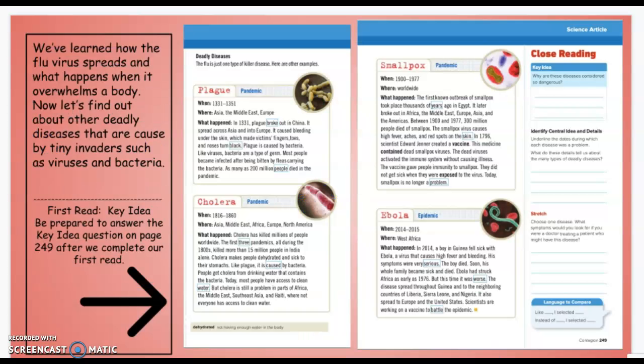Okay, so we have learned how the flu virus spreads and what happens when it overwhelms the body. Now let's find out about other deadly diseases that are caused by tiny invaders, such as viruses and bacteria.